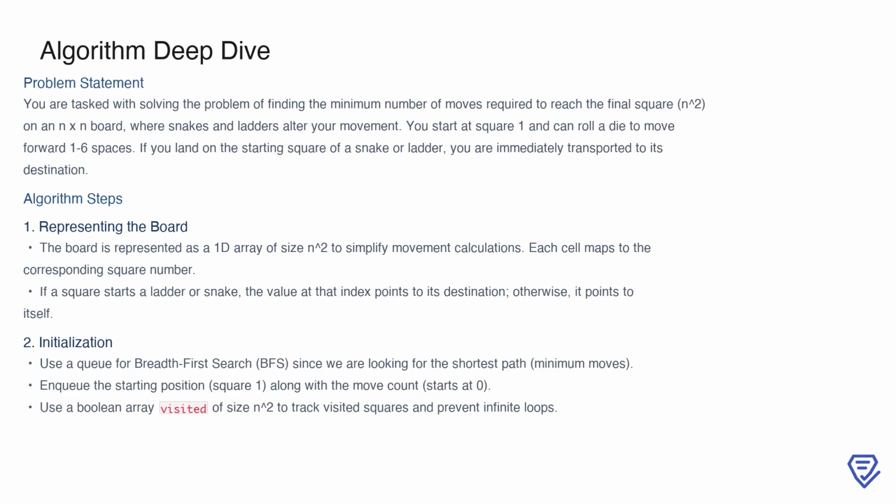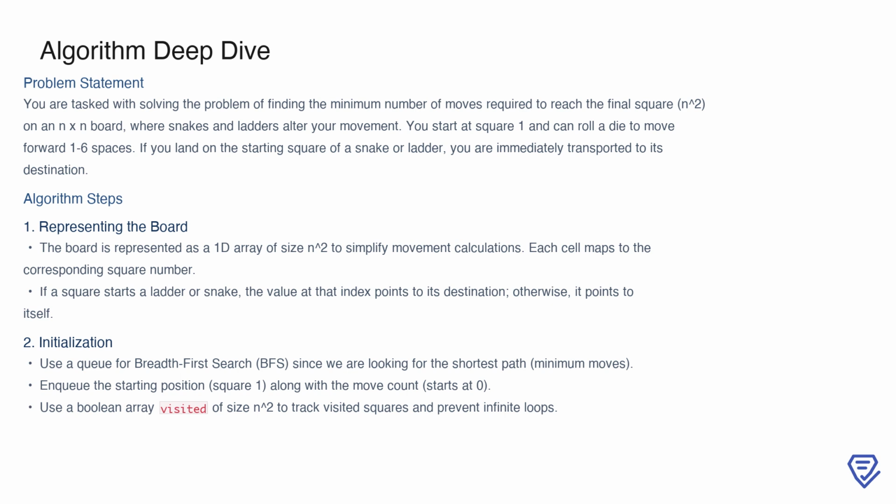In this problem, our goal is to determine the minimum number of moves required to reach the final square, n squared, on an n by n board. The catch is that the game has snakes and ladders, which can either help or hinder your progress by instantly transporting you to another square. You start at square 1, and each turn, you roll a die to move forward 1 to 6 spaces. If you land on the start of a ladder or snake, you'll immediately jump to its destination.